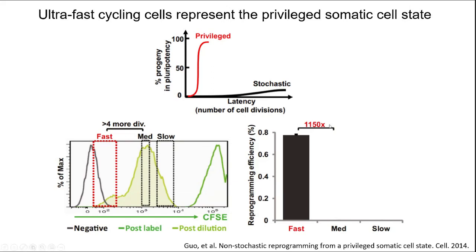And so if you separate them out based on CFSE, which is a dye that allows you to mark the fast cells based on dilution, so the dim ones are fast, you can see that those are the cells that preferentially reprogram and represent this privileged state. But it was a little bit challenging to figure out if proliferation was actually promoting reprogramming to a fast cycling state, or if it was just, fast cycling cells become fast cycling cells by being fast cycling cells.